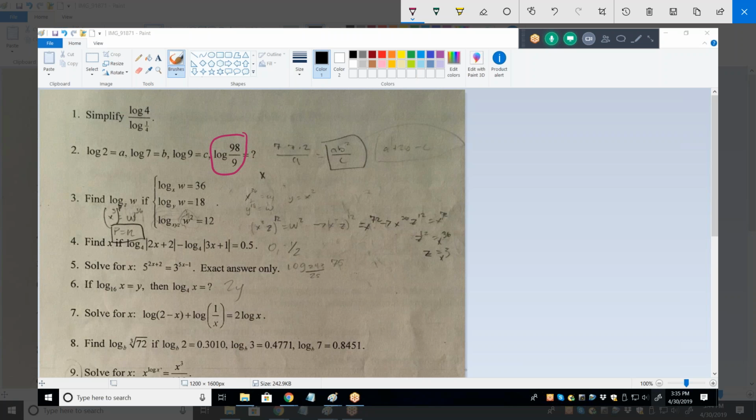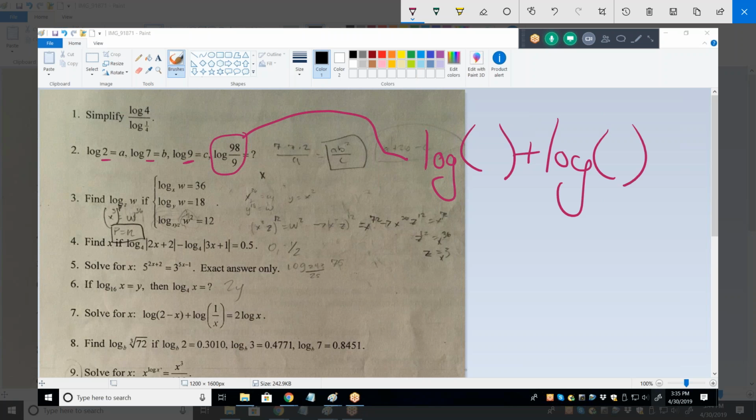In terms of these numbers right here. Oh, okay. So if you're going to have to factor 98, you can divide by the log of 9, but this thing becomes the log of something plus the log of something else minus the log of 9.